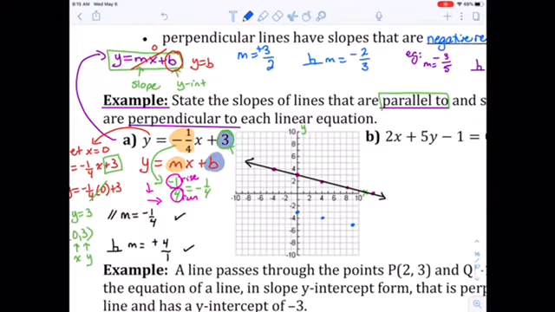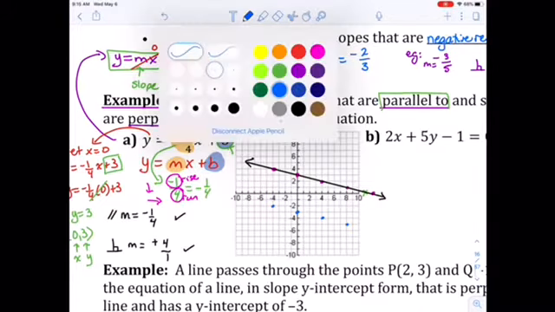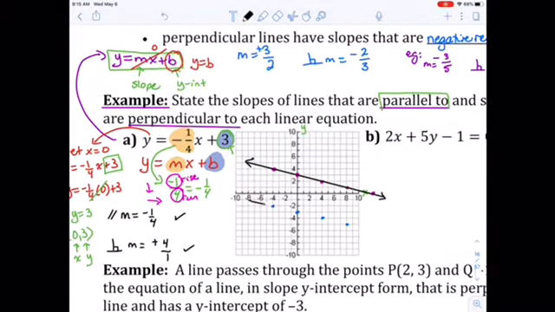Same slope. Oops, Mrs. Schwartz has just got the old eyes, so I can't really see. Sorry, that was off. So let's draw this line.